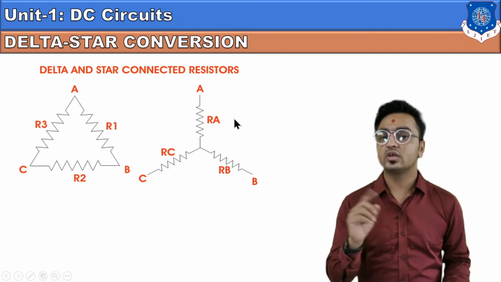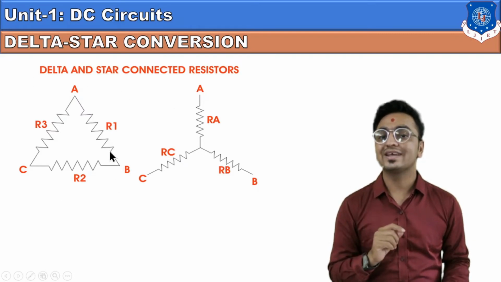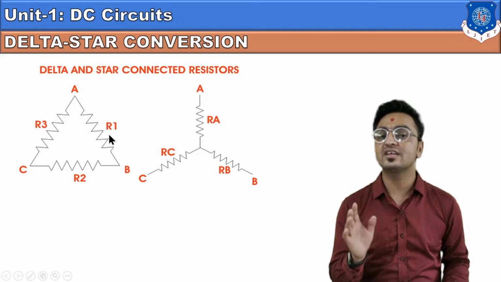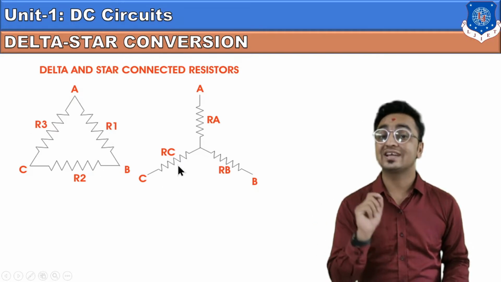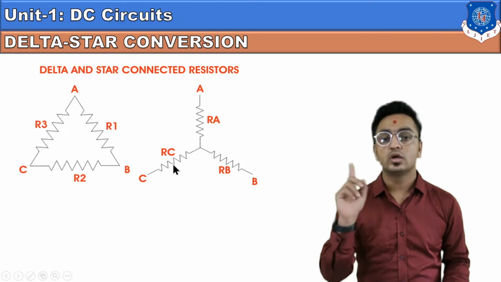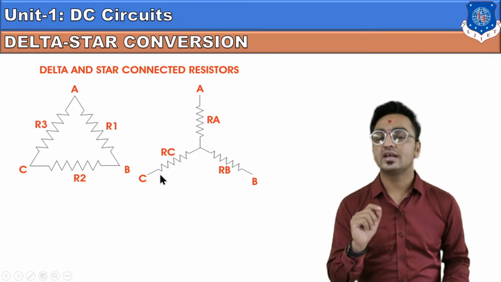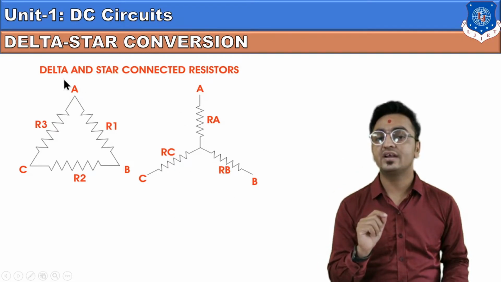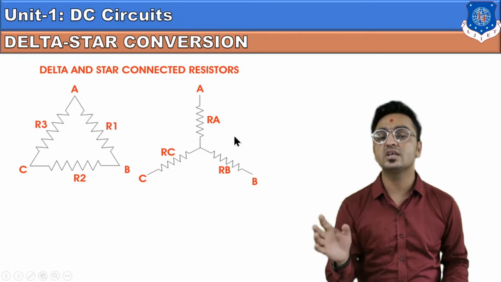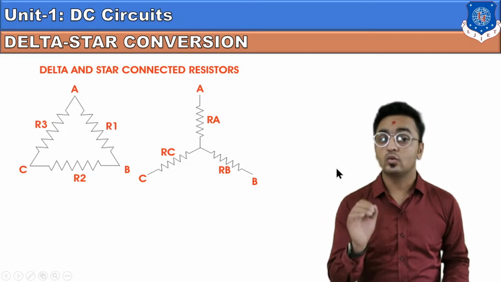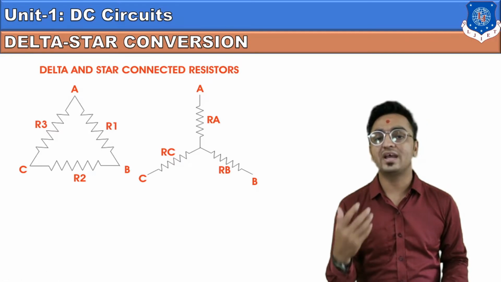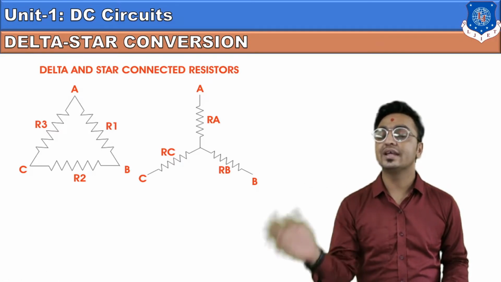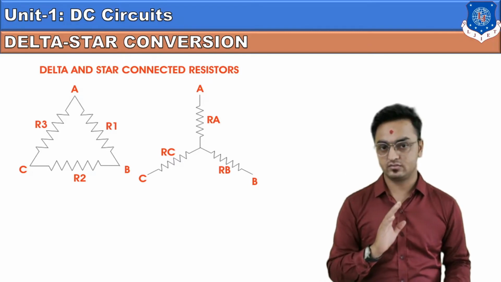Again, let me make one thing more clear. In the delta connection, we have defined these three resistors as R1, R2, R3. In the star connection, we have defined the resistances as RA, RB, and RC. And we have defined the terminals as the same A, B, C. Now, in this theory, we are going to find out a method of how we can convert delta into star connection.